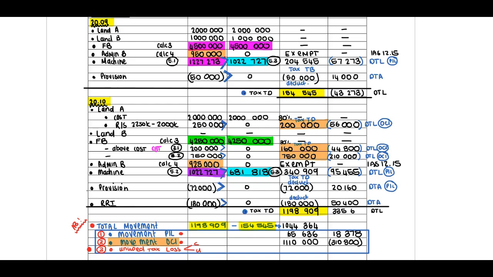Therefore, the total temporary difference that moved through our OCI for 2010 will be the 1,110,000. Sorry guys, 1,110,000. Okay, therefore, when you include your calculation, this will be your 200,000 plus your 160,000 plus your 750,000. Okay, and this is a taxable temporary difference.